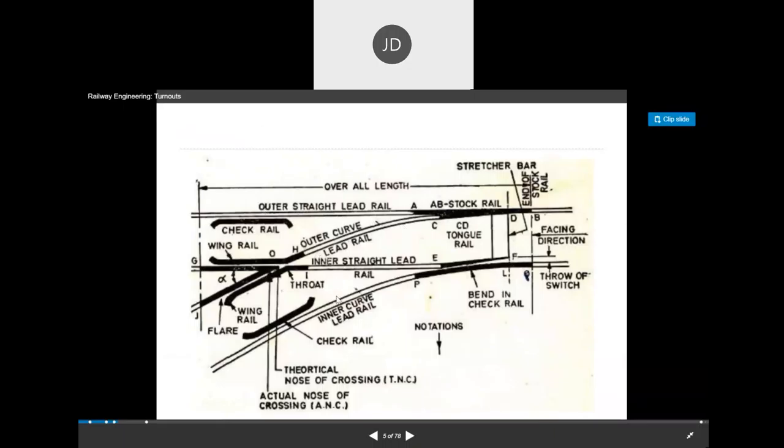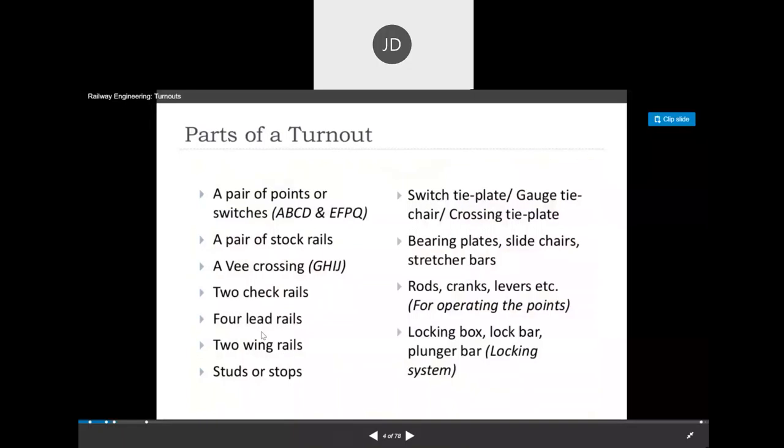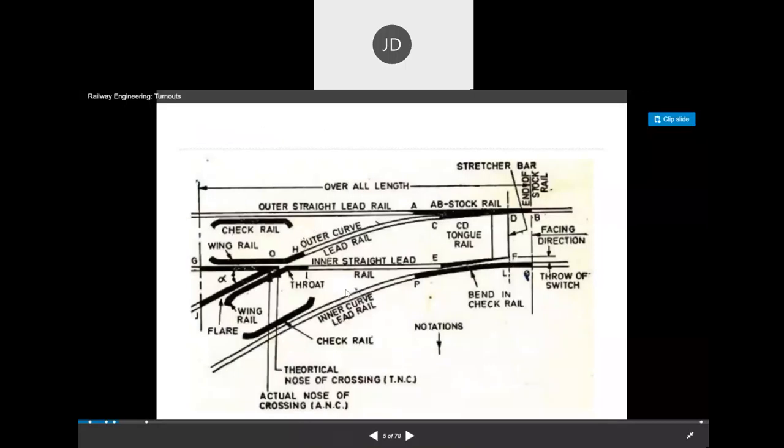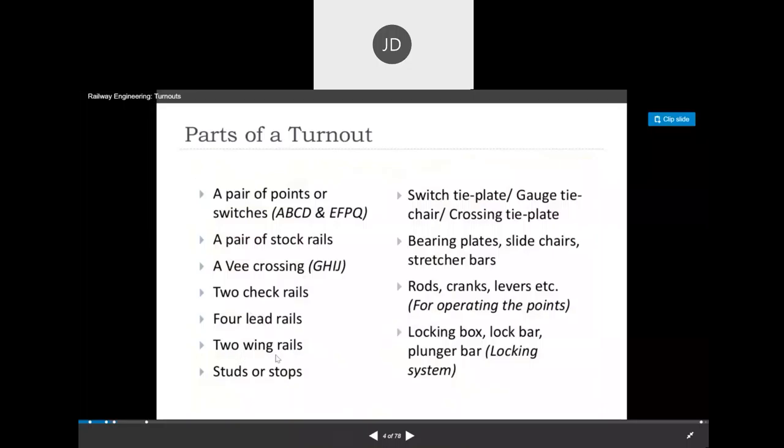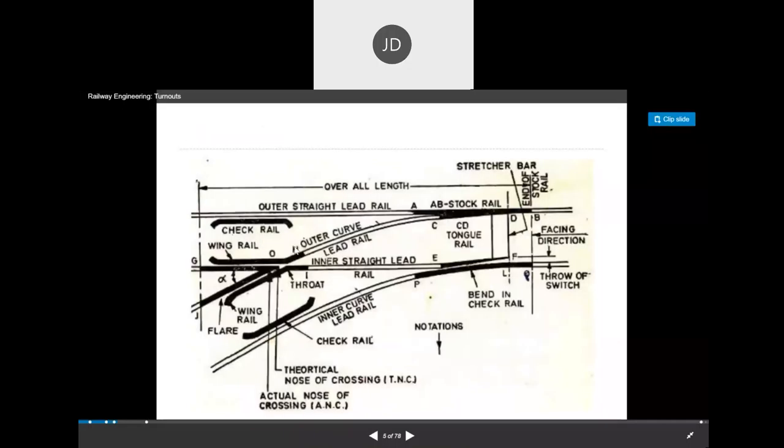And what I mentioned, two check rails. Here you can see one check rail, this is another check rail. Then four lead rails I already mentioned here: 1, 2, 3, and four, two for the straight direction, two for the curve direction. Then two wing rails. Wing rails are a part of a crossing. You can see this is a nose, and these are the wing rails, this black part, this one and this one.